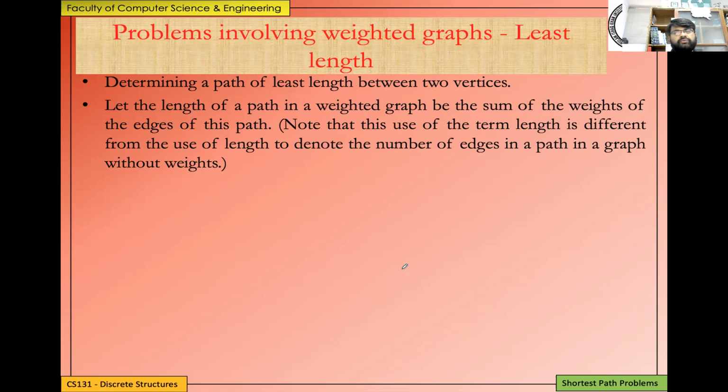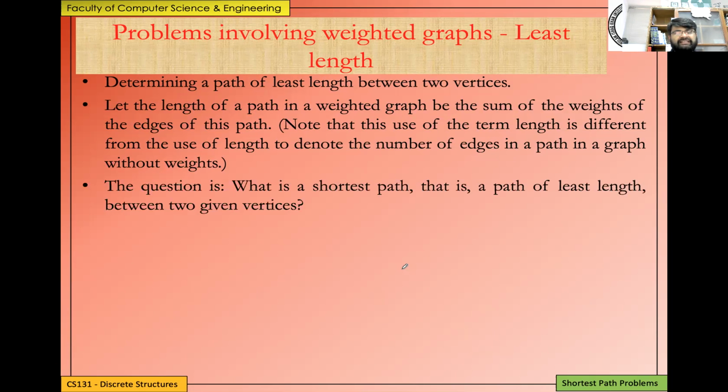So note that this use of the term length is different from the use of length to denote the number of edges in a path in a graph without weights. So if it is a graph without weights, we use the length to determine the number of edges that are present, right, in the path. However, now in a weighted graph, the length means the sum of all the weights that are present in each edge in this particular path. So the question now is, what is the shortest path? That is the path of least length between two given vertices.